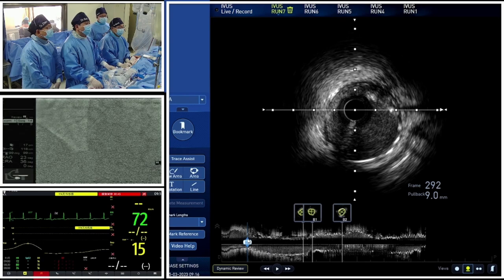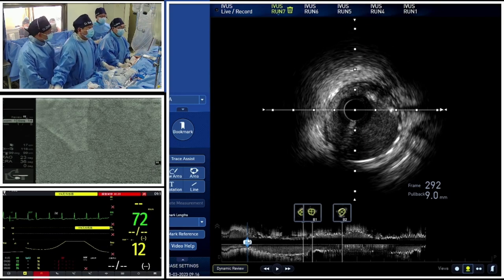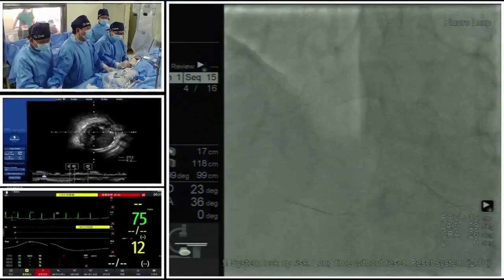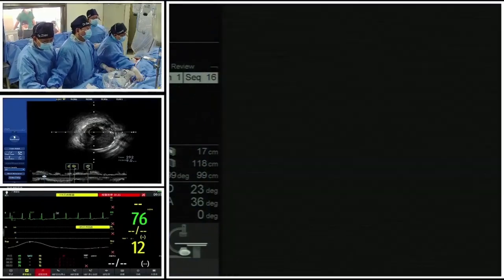So your next step should be focused on the LAD. What's your strategy for the LAD? Because there's a fistula connecting the first diagonal into the left ventricle. So what's your strategy?